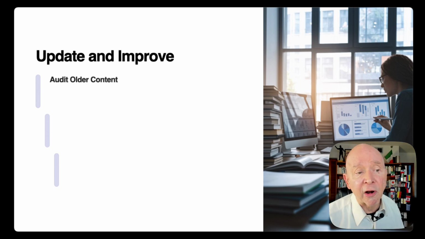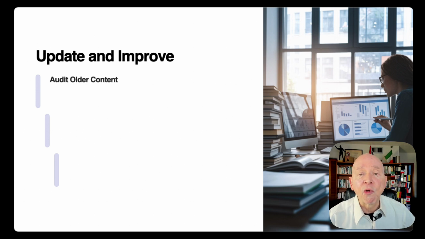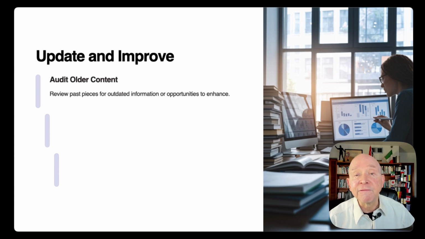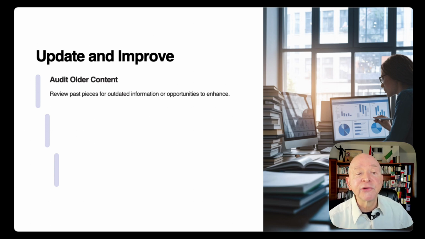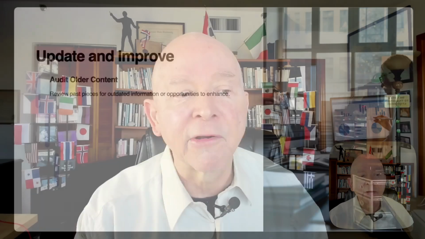Then you also want to update, improve. Now, this is important for our audiences. You want to audit your older content. Make sure that you review the past and outdated information, opportunities to enhance. This is something we talk about a lot at Stark Raving Entrepreneurs. People have content that they've created 10, 20, 30 years ago or more that's still really good. However, they might want to adjust it.